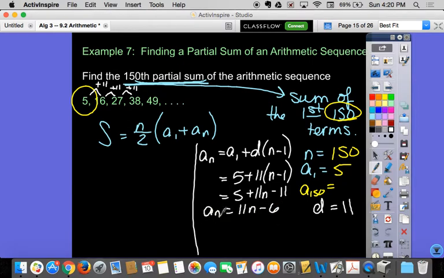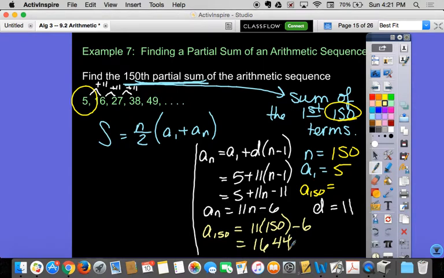So there's our formula. Now, if we want to know what the 150th term is, we need to come in and put in 150. Well, I have no idea what that is. I need a calculator. So let's see here. 11 times 150 minus 6. That's 1644. So 1644 is what I need.